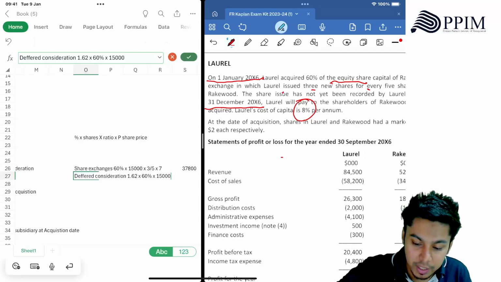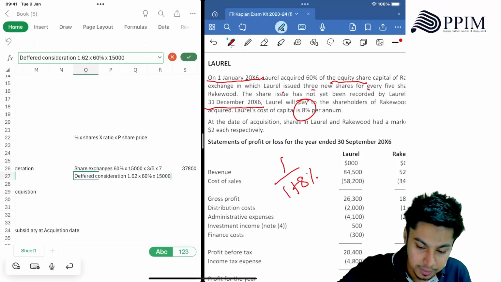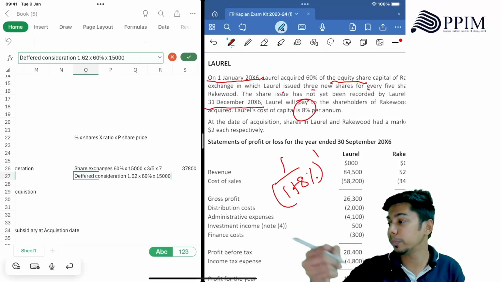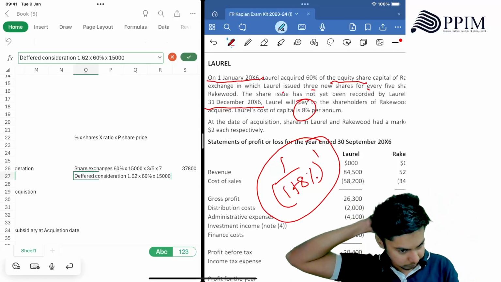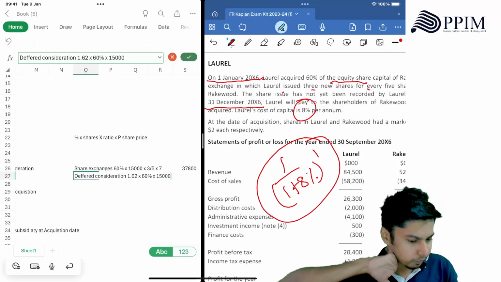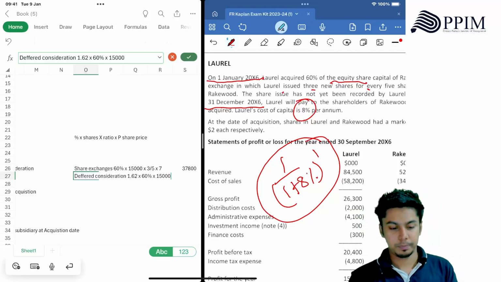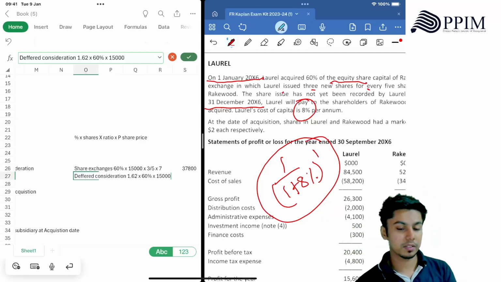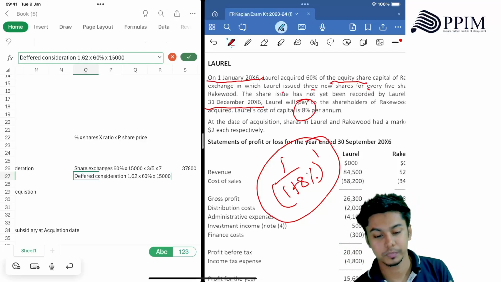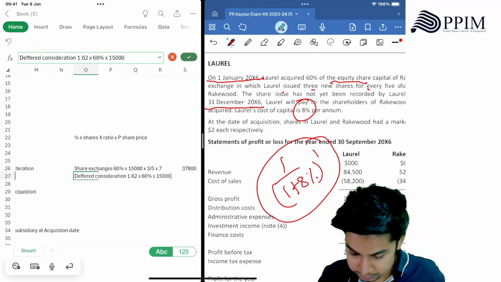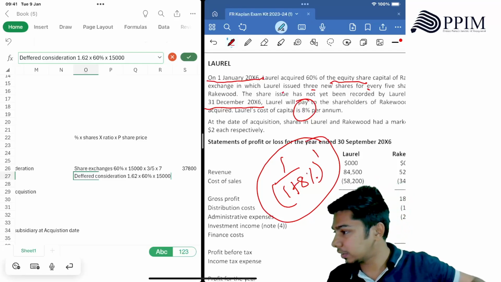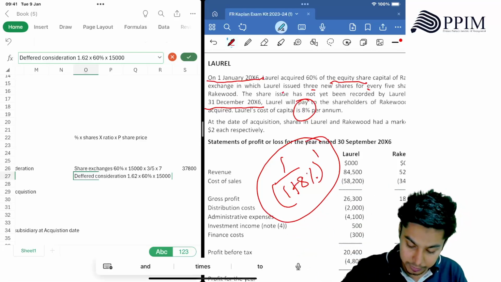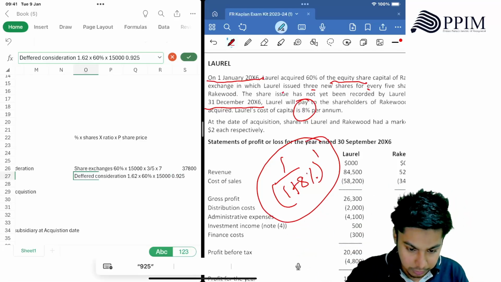So what's the factor? 1 over 1 plus 8%, to the power 1, because we have to make the payment after 1 year. Guys, can someone let me know what discounting factor we need to use for deferred consideration? 1 over 1 plus 8%, to the power 1. 0.925. Okay, so guys, then we'll use that factor over there. So what's the factor? 0.925. Okay, now guys, can you multiply and let me know what answer we are getting?